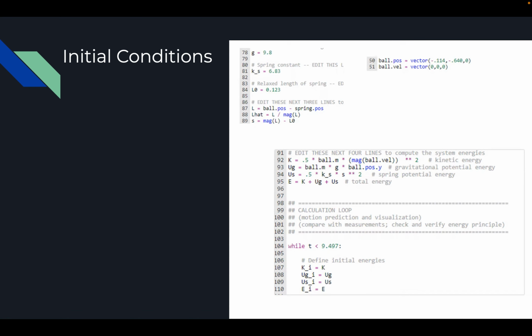Here are the initial conditions. We have gravity, a spring constant of 6.83, our relaxed spring length, the initial ball position and ball velocity, and the time that this experiment is happening over.